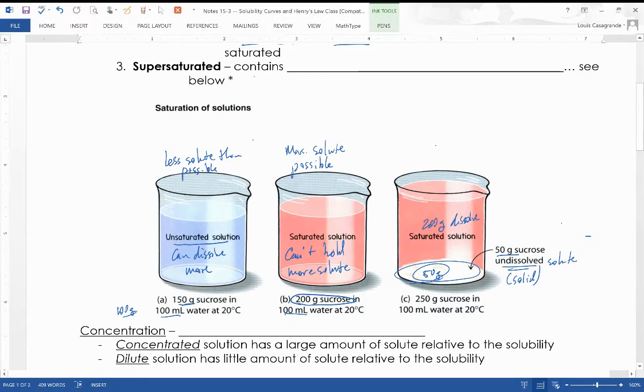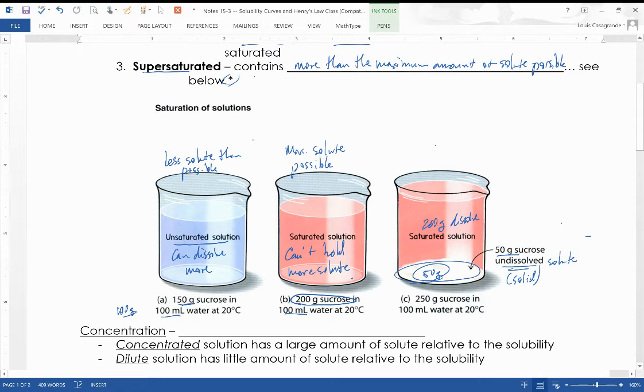Now, there is a way to get it dissolved, and we're going to talk about this in a little bit. And this is by making a supersaturated solution. And we're going to see that on the next page. We'll see that later on. Just to let you know ahead of time, a supersaturated solution contains more than the maximum amount of solute that's possible.